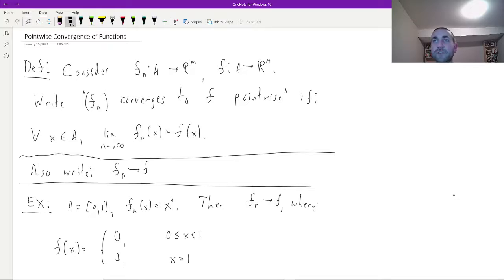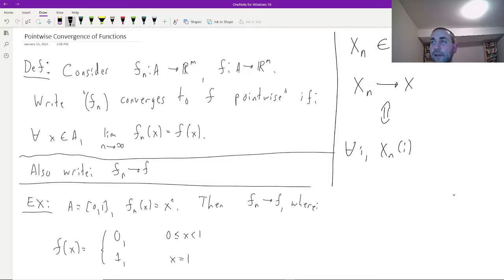The first one that we're going to look at is called pointwise convergence, and it's going to mimic something that we saw when we were talking about convergence of sequences in R^d. So just as a quick reminder, if we had a sequence x_n living inside of R^d, we knew the following: x_n converged to another vector x in R^d if and only if, for all i, x_n(i) converged to x(i). In other words, to check convergence of the whole vector, it was enough to check convergence of every individual coordinate.